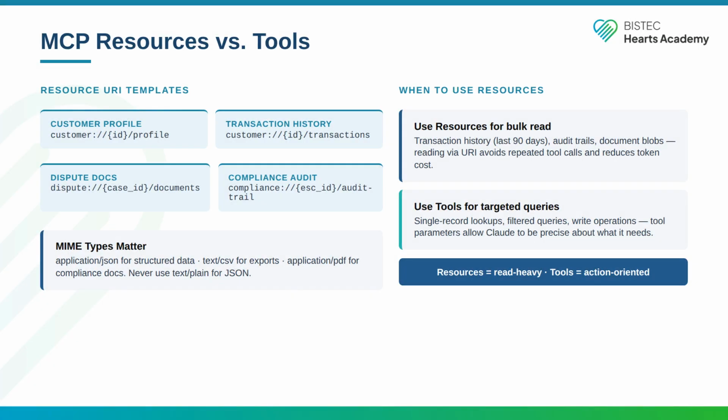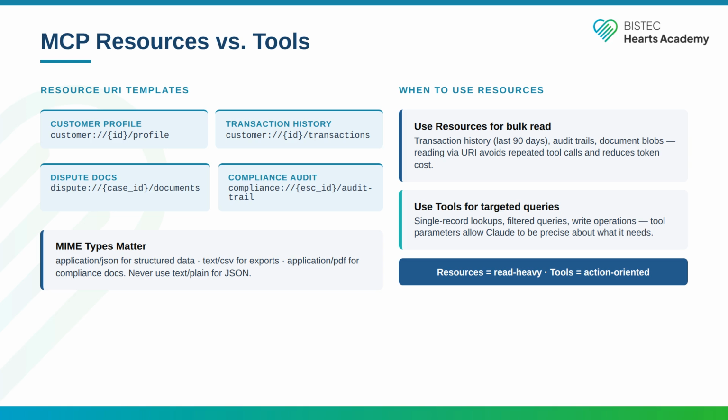Resources are the read-only half of MCP that most teams ignore, and it's a costly oversight. Instead of calling lookup transaction 90 times to retrieve 90 days of transaction history, Claude can read a single URL like customer/CUST-ABC12345/transactions, and receive all 90 days at once. The token cost and latency difference is significant.